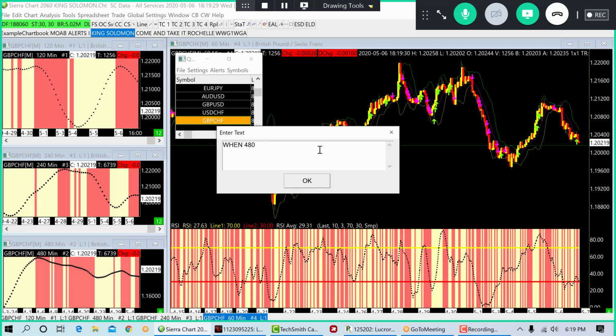When 480 turns. Now when I say indicators turn, that means none of them have turned. But in this case, the 120 and the 240 have already turned, and the 480 is getting ready to turn. So when it turns, I forgot to put the direction. Short when 480 turns.